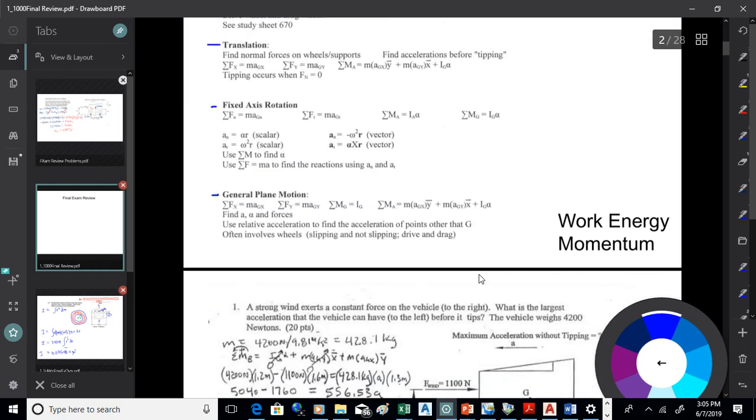And then also, you go back to midterm two, I can put a work energy problem on there and some momentum. So that's kind of what's coming up here. All right. Any questions for starters on that? Okay.